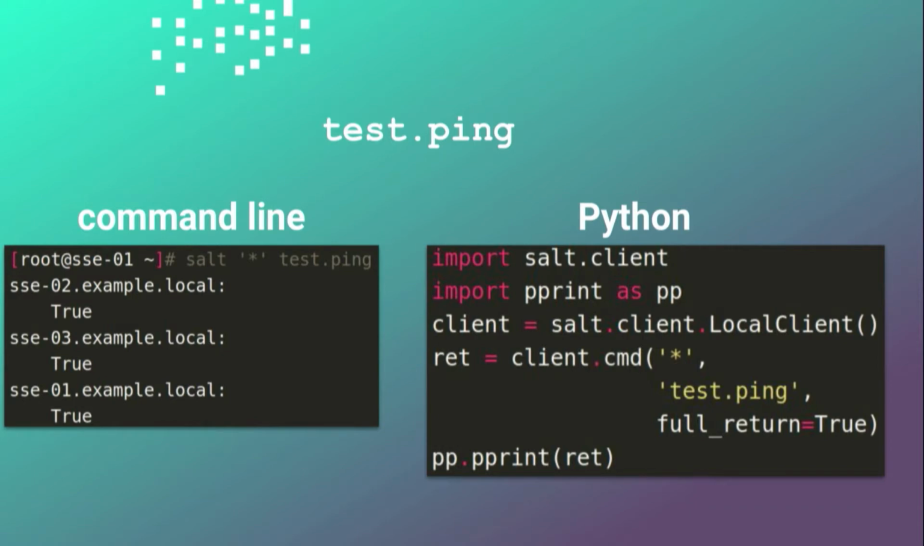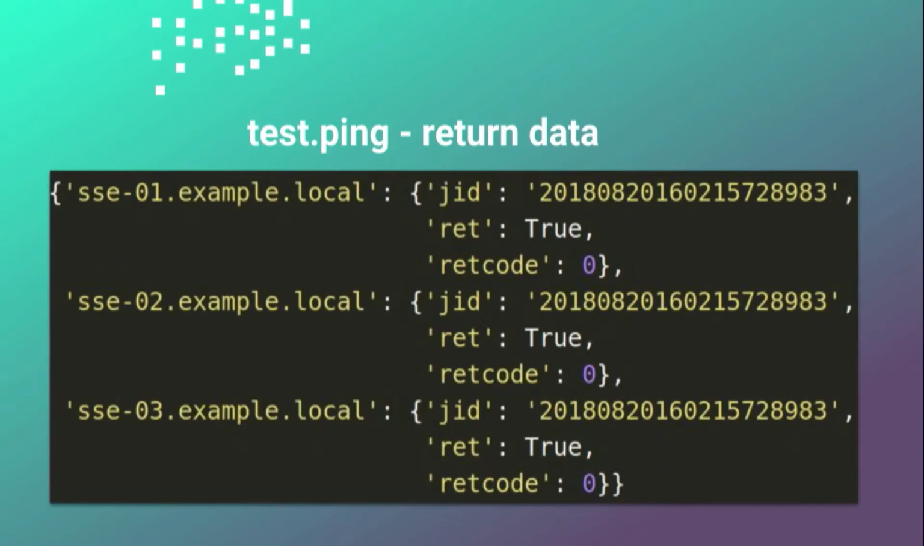Full return says, give me back some metadata about the job. And that gives us a little bit of predictability and consistency about the return data, which is going to be important, as we'll go over in just a minute. So this is that return data.